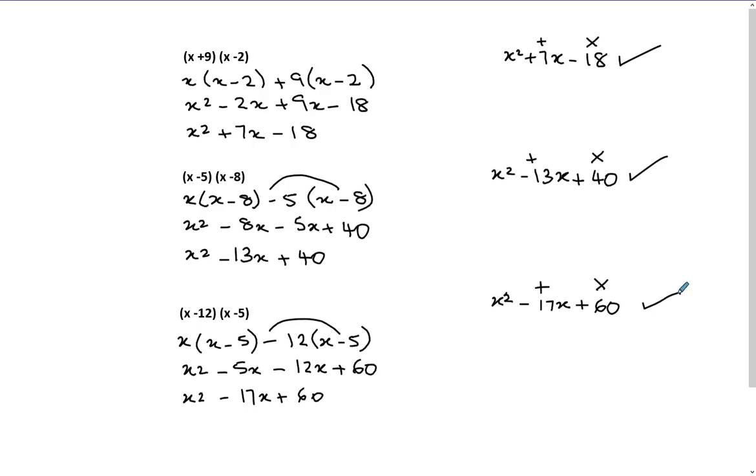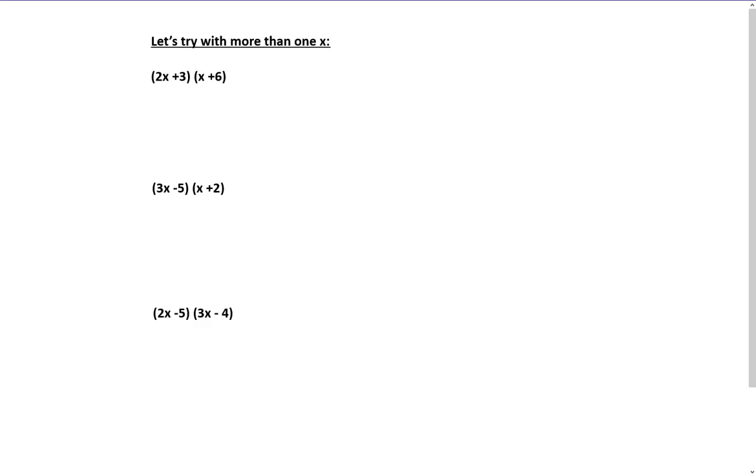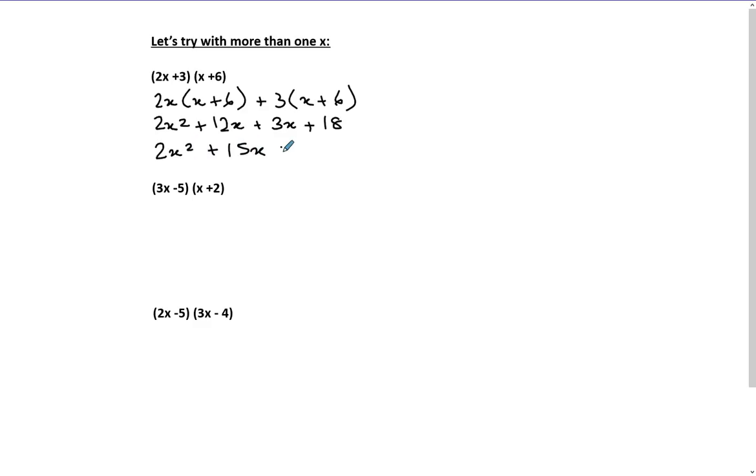Okay, let's try with more than one x. In this case, you can't actually cheat, but you can expand it my way. So you've got 2x times x plus 6, plus 3 times x plus 6. And expanding away, you get 2x squared plus 12x plus 3x plus 18. Collect like terms: 2x squared plus 15x plus 18.